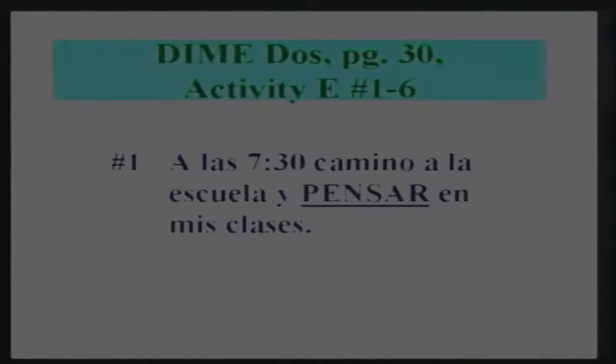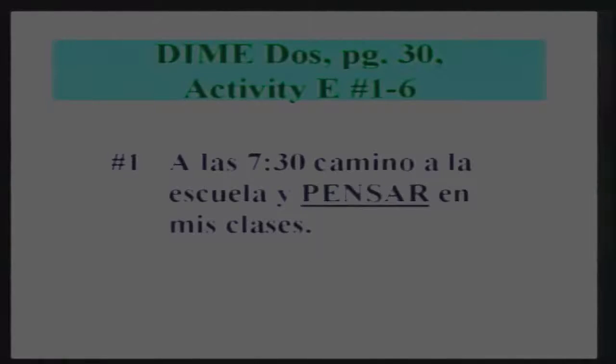So on page 30, activity E, 1 through 6. Remember, read the instructions first. Always read the instructions before answering the questions. Then write the correct conjugated form of the verb. Let me review the first one with you. In the textbook, number 1. A las 7:30, camino a la escuela y, and now we're looking for the verb pensar.